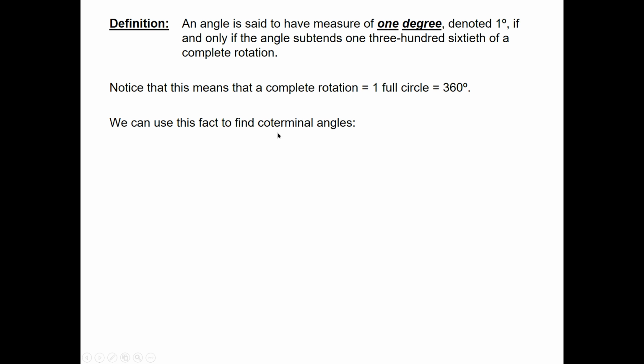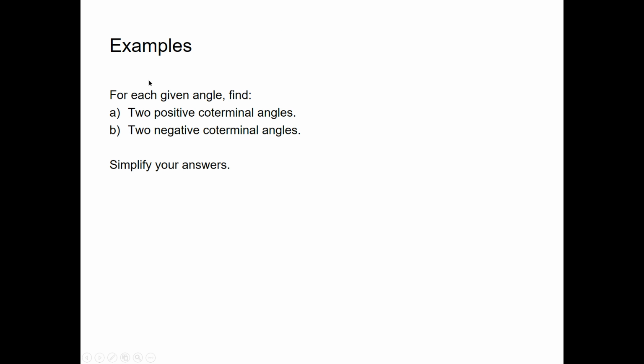We can use this fact to find coterminal angles. So again, one full rotation is 360 degrees. So we just add and subtract 360 degrees to the given angle. That's all you do. That's how you get coterminal angles. So for each given angle, we're going to find two positive coterminal angles, and then in part B, two negative coterminal angles. We're going to simplify our answers. In other words, do the math. That's what simplify is going to do. So here's our first one, 58 degrees.